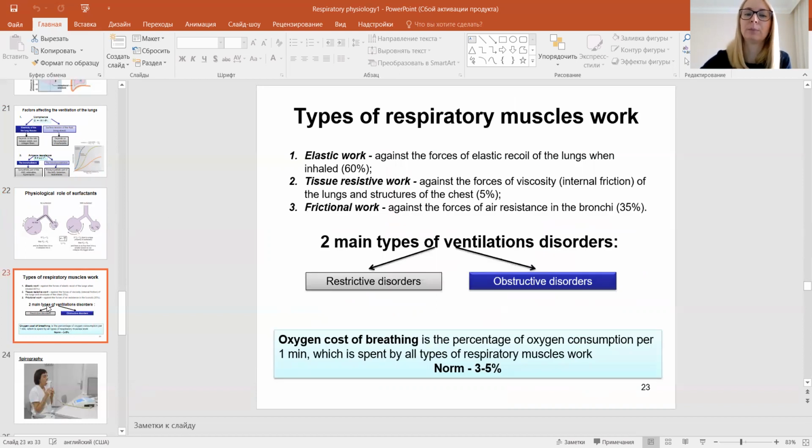Now let's talk about the types of respiratory muscle work.